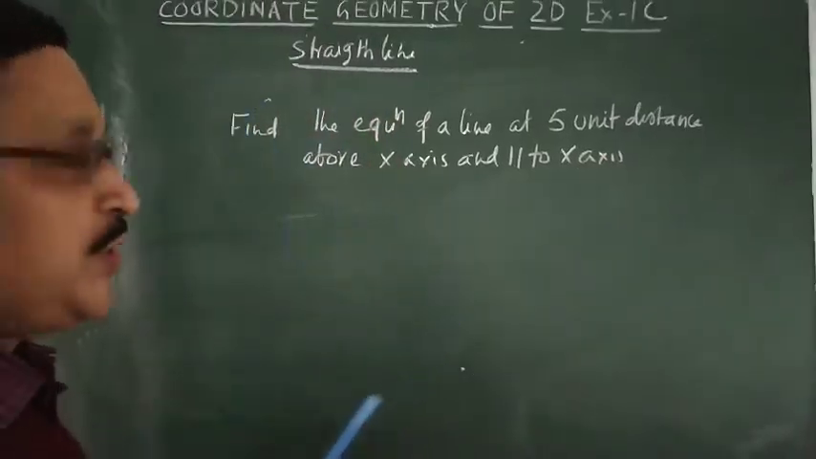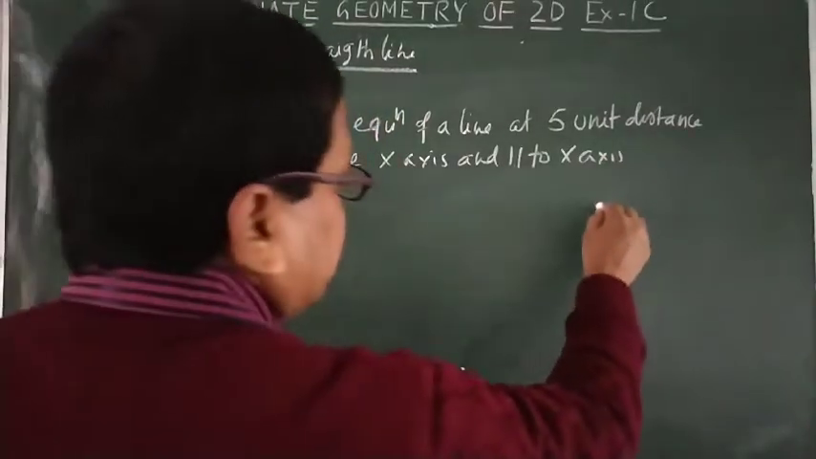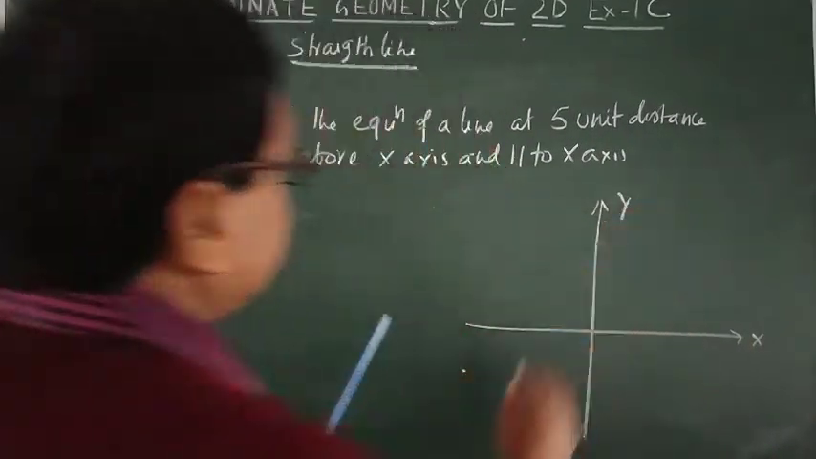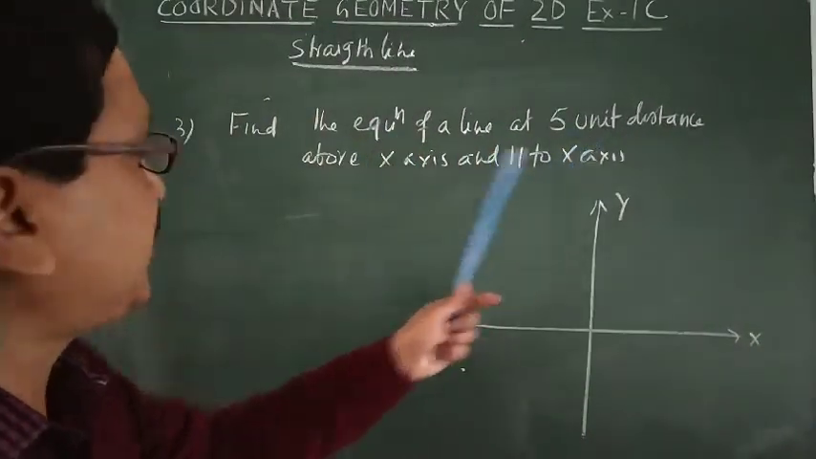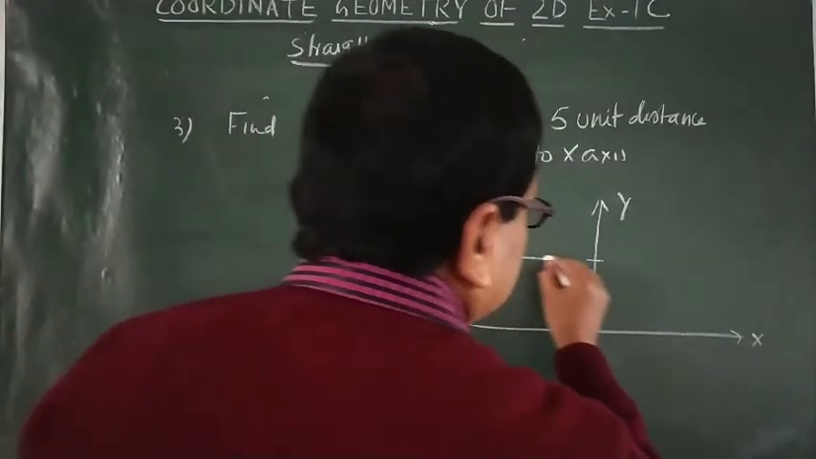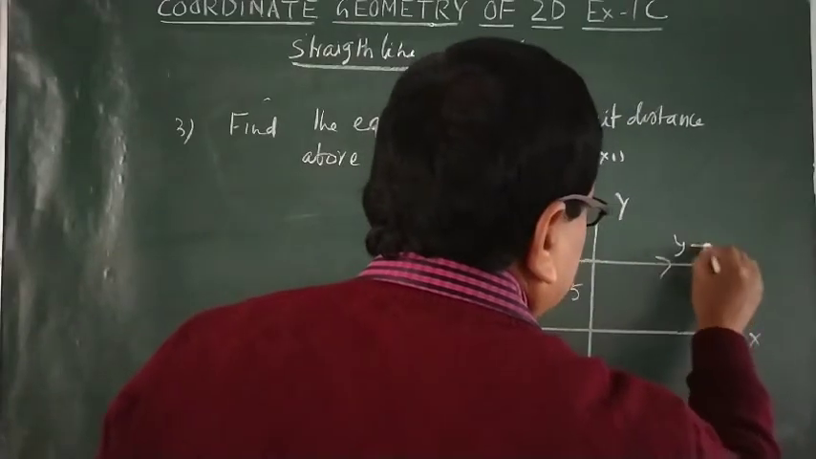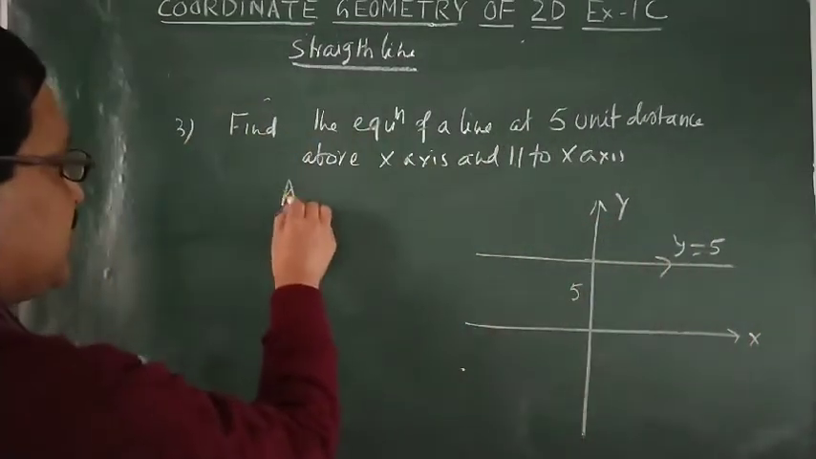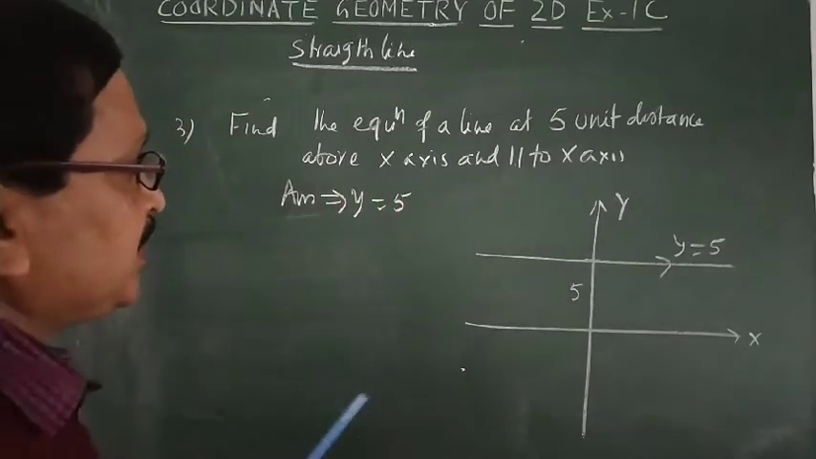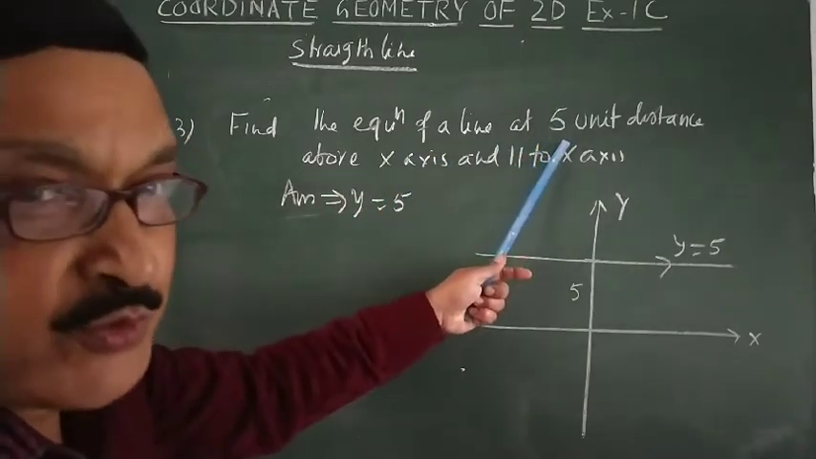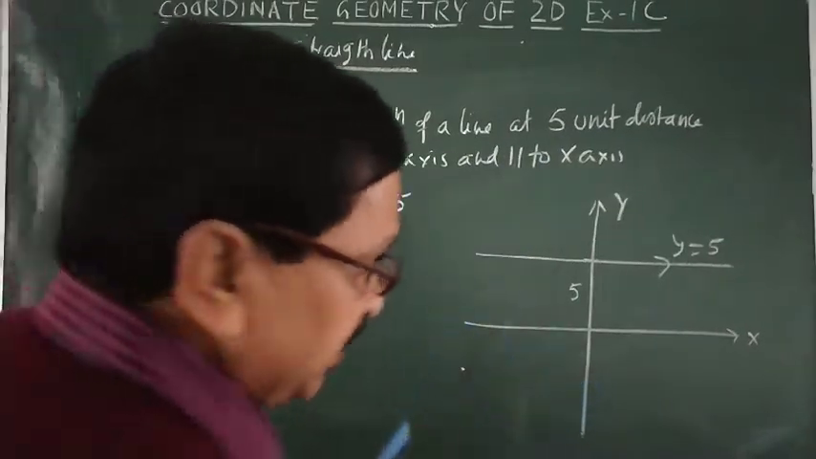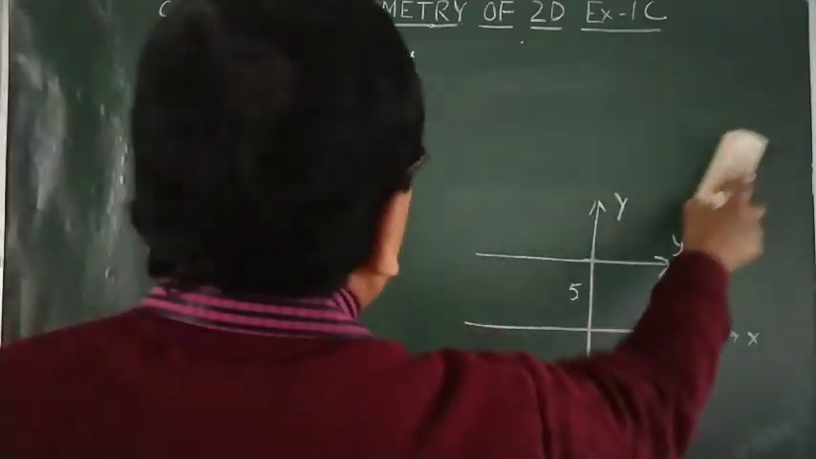This is also known to you from class 10: these are the axes, x-axis and y-axis. Now the equation of a line 5 units above the x-axis, so this is 5 units. Now this line will be y equal to 5. So our answer is y equal to 5. Similarly, if we take 5 units below, it will be y equal to minus 5. No need to explain more, you already know. The next problem.